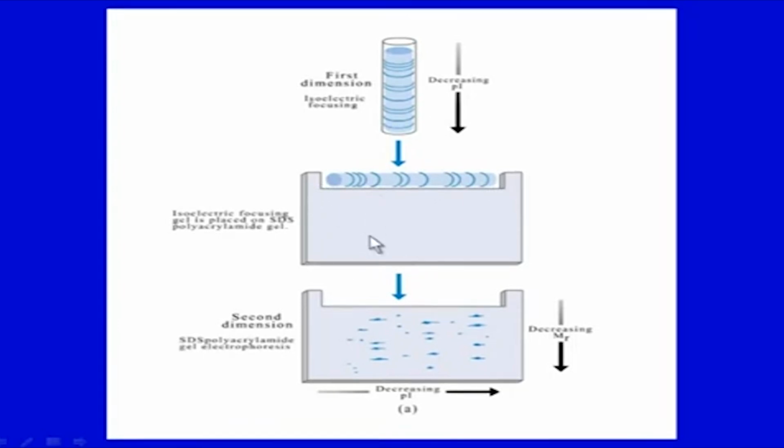It could be a gradient gel, step gradient or continuous gradient gel, where the pore size will decrease as you go along. The proteins will run as per their size. Earlier they ran on the basis of charge, now they will run on the basis of size. Smaller molecular weight proteins will run faster and larger molecular weight proteins will remain on the top. That is how you are able to run the same sample in two directions, and the advantage is that you can handle a lot of proteins at a time.